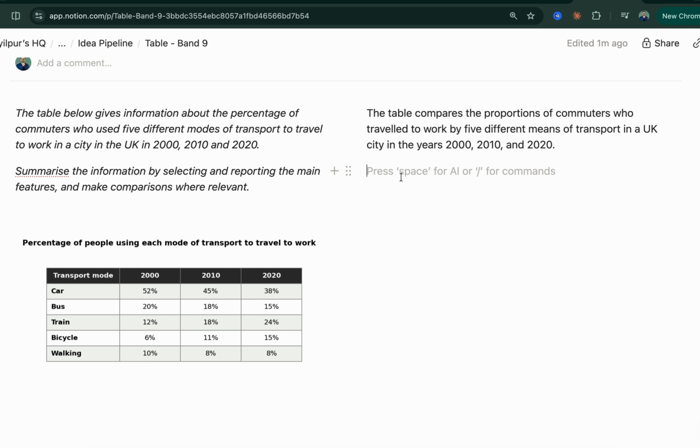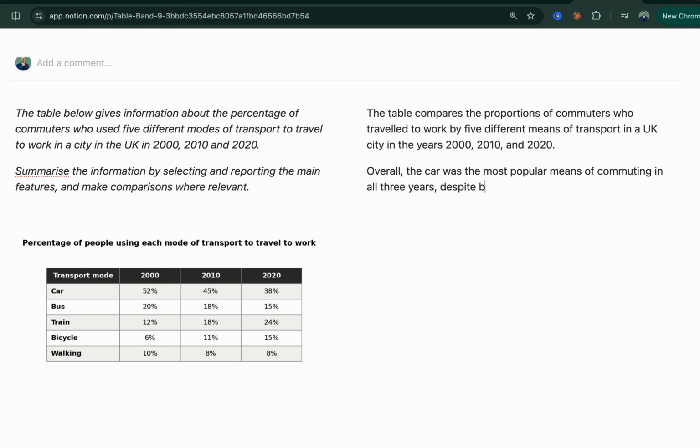And as you know, I like to go simply. So overall, the car was the most popular means of commuting in all 3 years, despite becoming less common. Actually, it got reduced, so I need to say it in my overview: less steadily actually, because it was steady, it was not sharp, 52 to 45 and then 38. So like 7% each decade. So steadily less common over time.